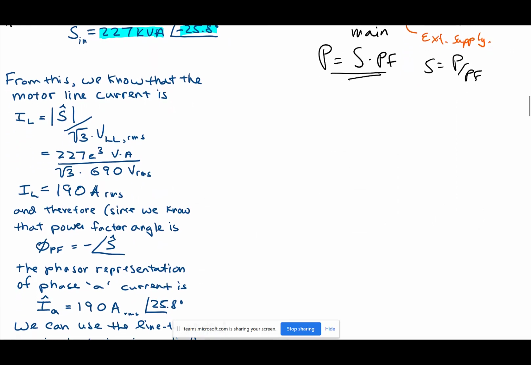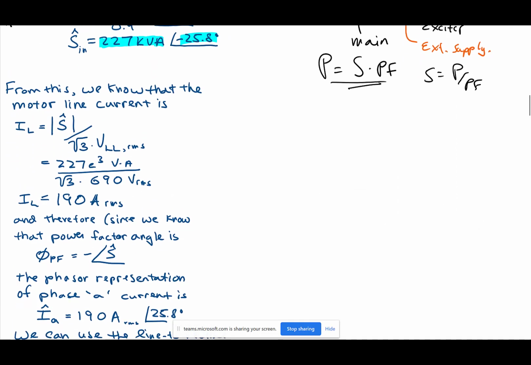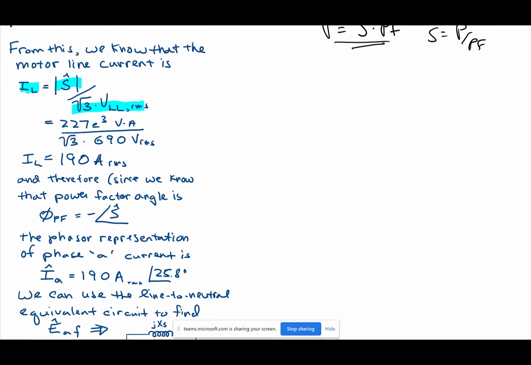So we need to know the input apparent power to find the line current. The line current is going to be apparent power divided by square root of 3 times V line-to-line RMS. We plug in everything we know there. It's 690 volts line to line, and we get 190 amps RMS.